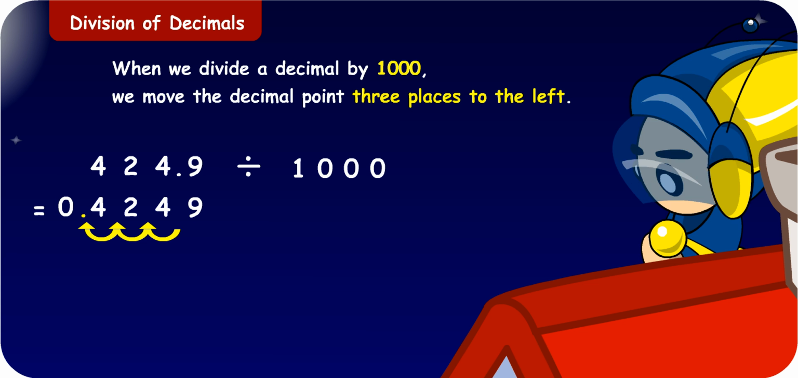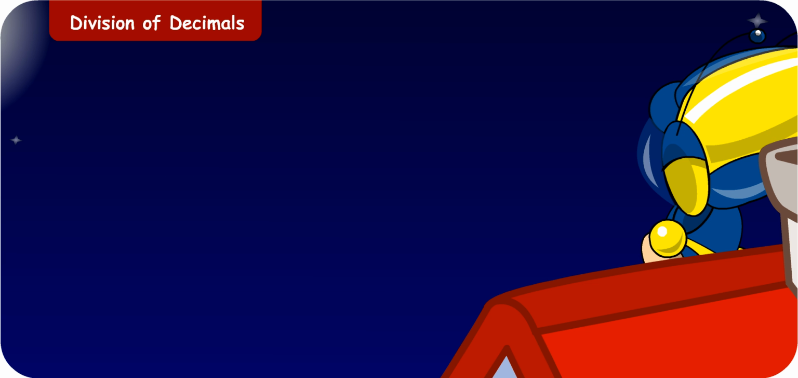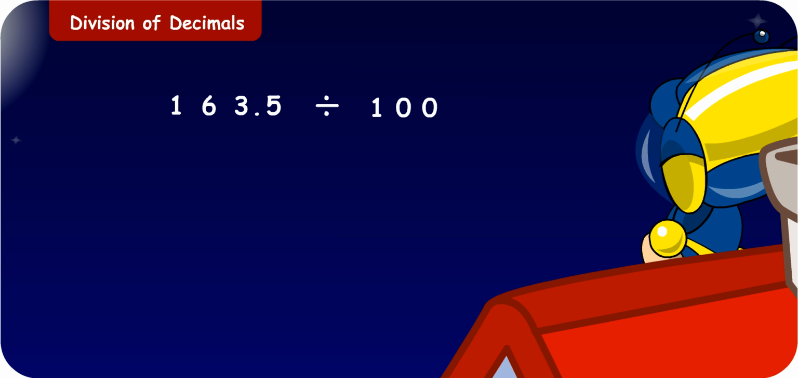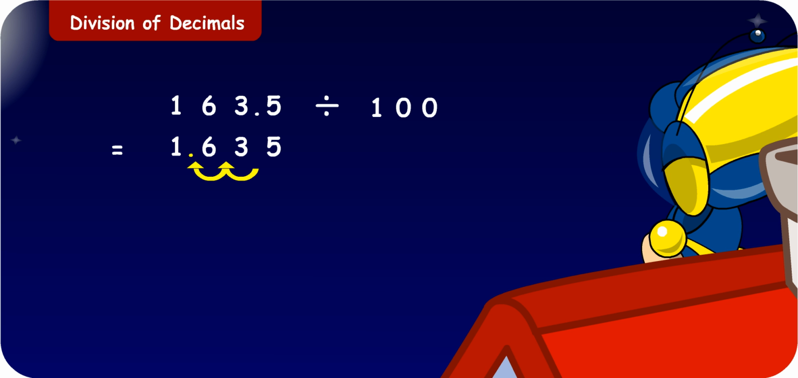Let me try to see whether I can get the sums right. Here they are. What is 163.5 divided by 10? To divide a decimal by 10, we move the decimal point 1 place to the left. 163.5 divided by 10 equals 16.35. Right. What is 163.5 divided by 100? To divide a decimal by 100, we move the decimal point 2 places to the left. 163.5 divided by 100 equals 1.635.